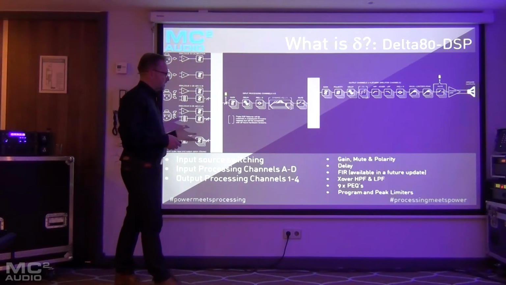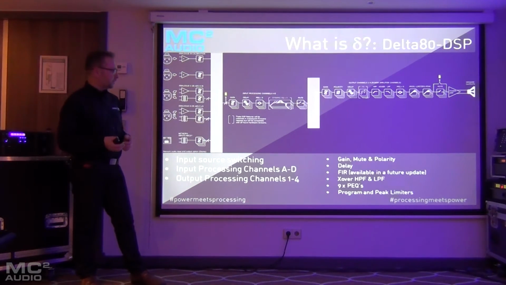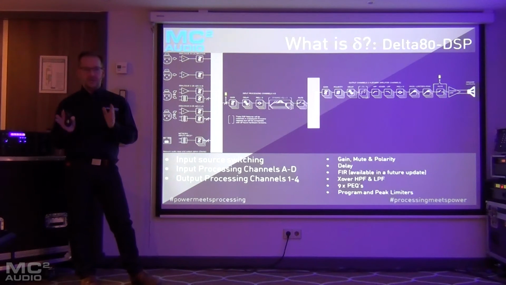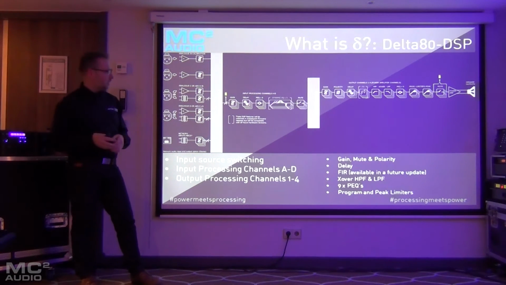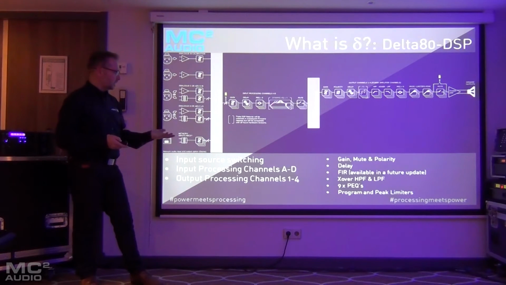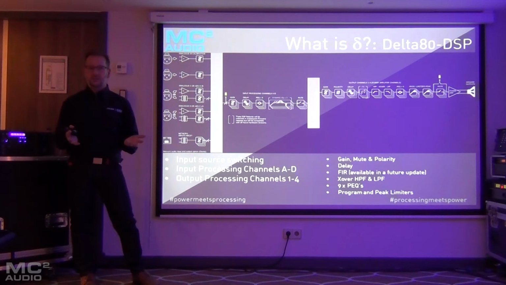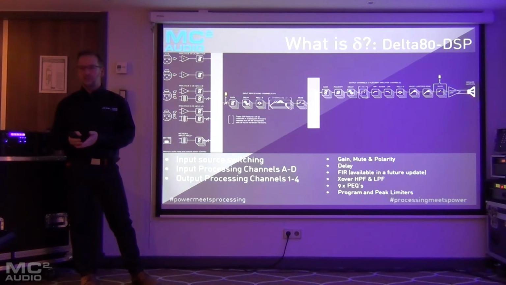So the output processing that's available, you've got your gain, polarity and mute, delay. There will also be an FIR block available, and then you've got your standard high and low pass filters up to 48 dB per octave, and then 9 bands of parametric EQ, and obviously the standard program and peak XTA limiters. So pretty much everything that you would expect from a 4 series or a 5 series unit is available in Delta.